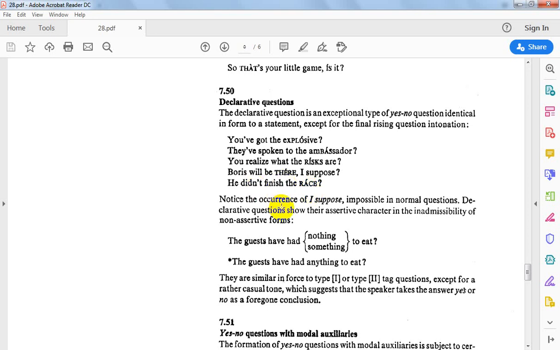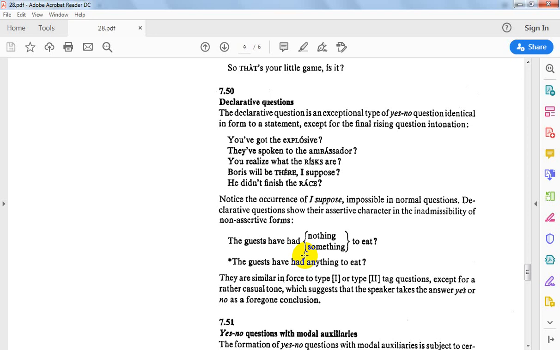Declarative questions, please pay more attention to this info. They show the assertive character in the impossibility of non-assertive forms. It is not just evidence that they are questions. Before, in non-assertive form: The guests have had nothing to eat. The guests have had something to eat. Okay? The guests have had anything to eat.